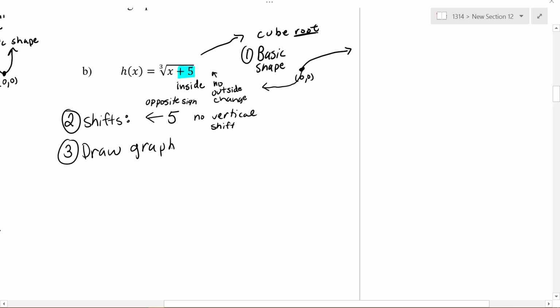Okay, so now we're going to draw our graph. Okay, so we're going to start at the origin point 0, 0, and then this tells us we're moving to the left 5 units.